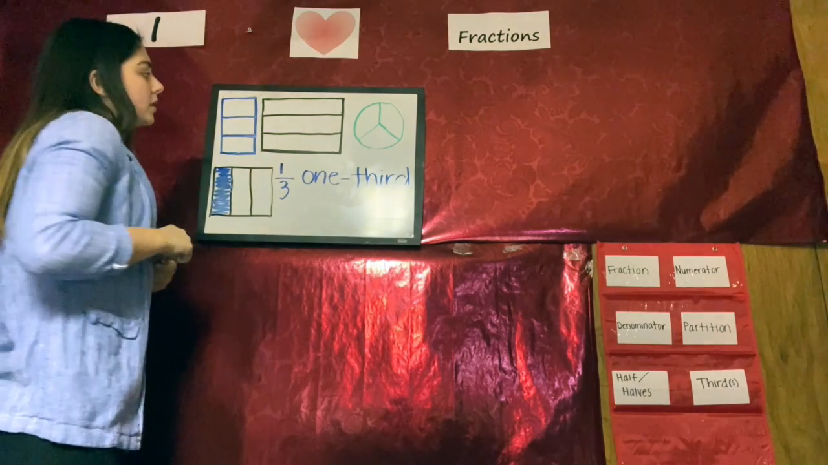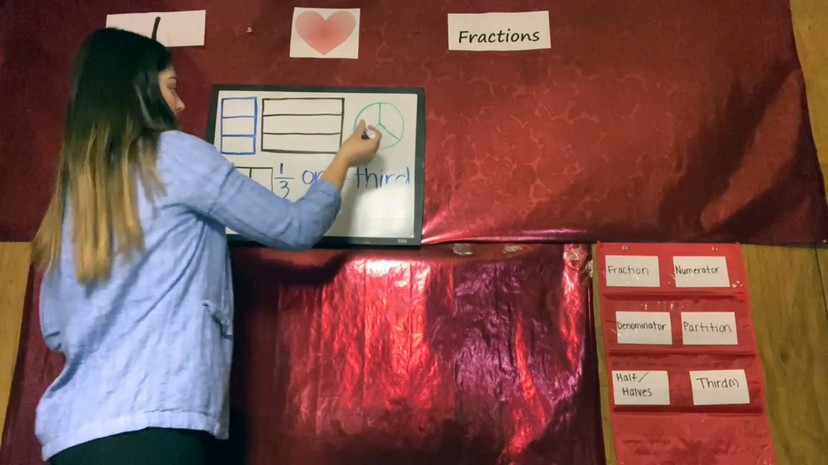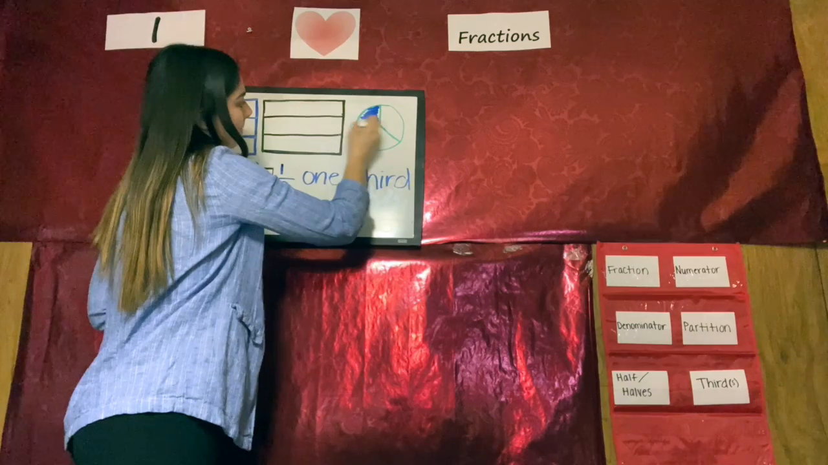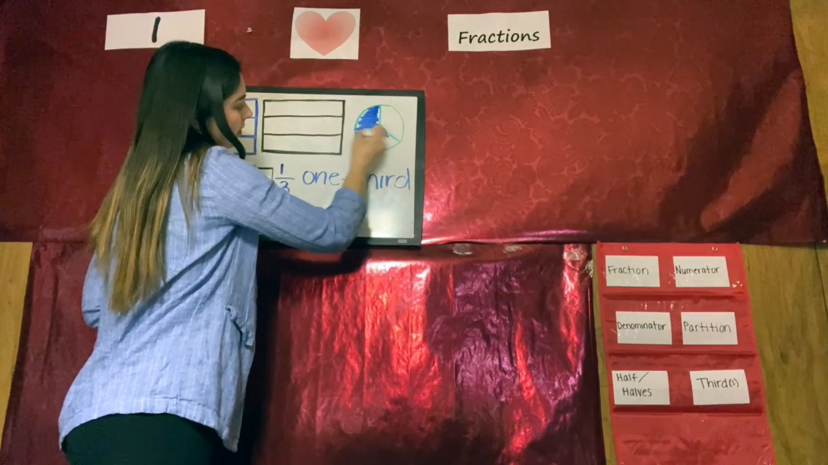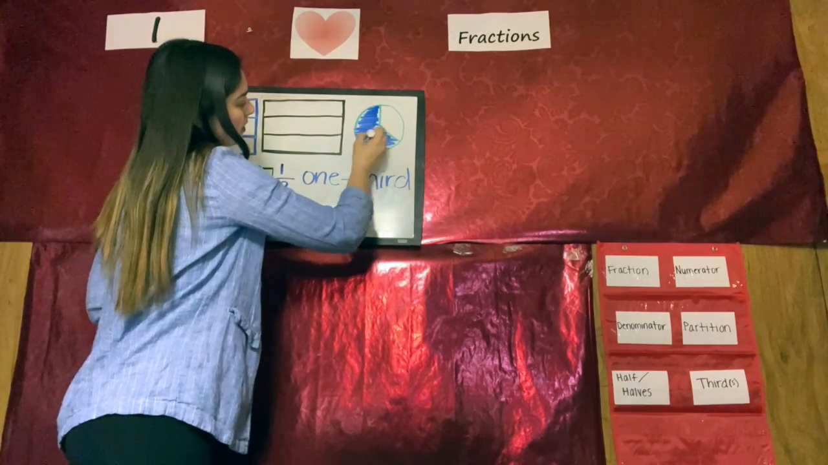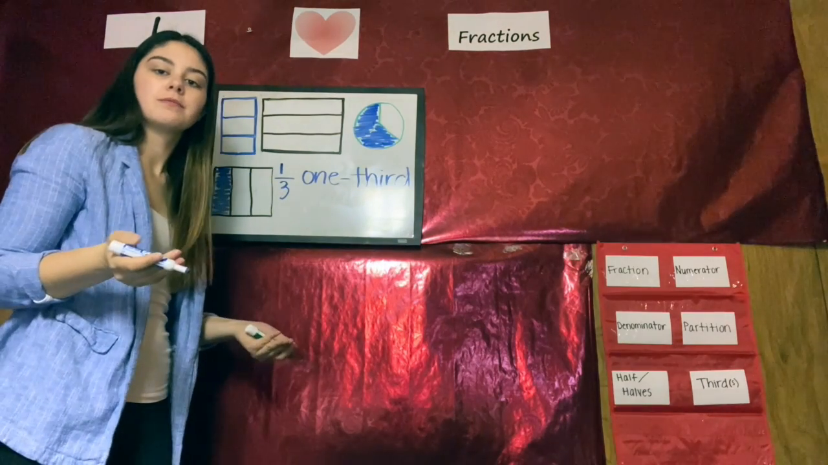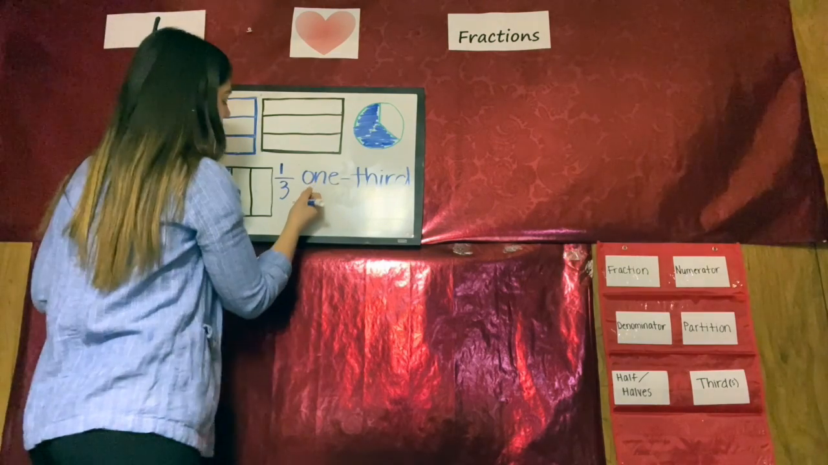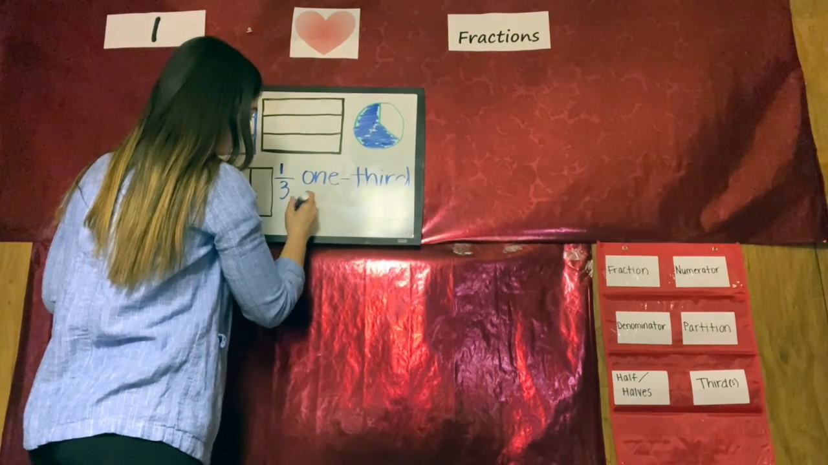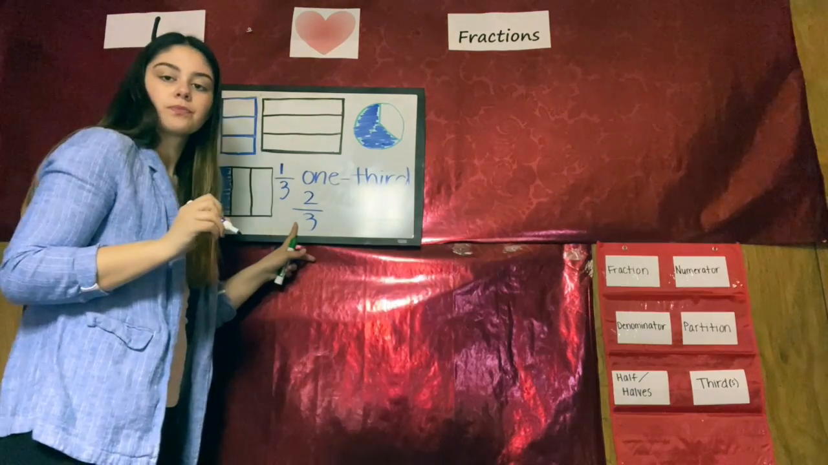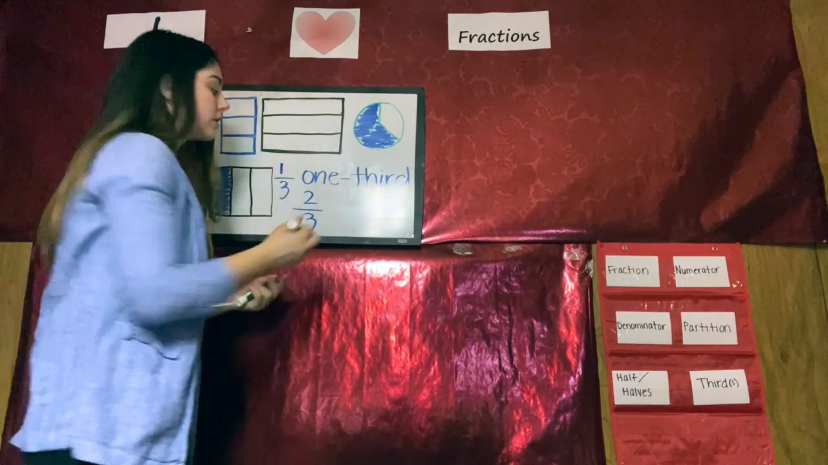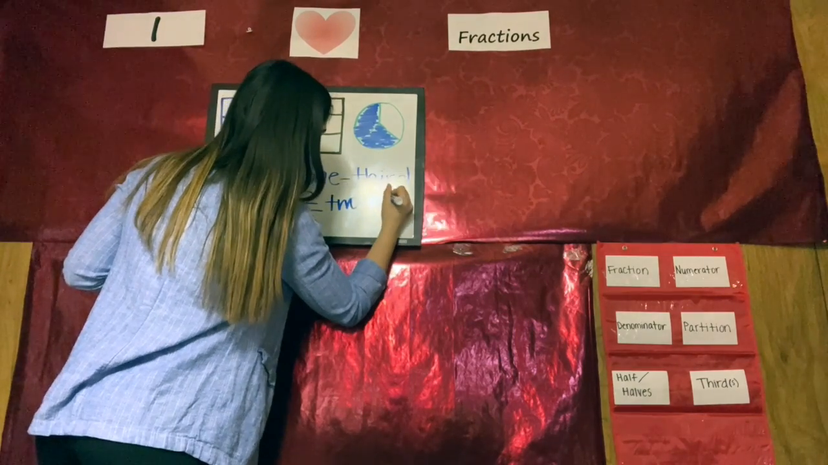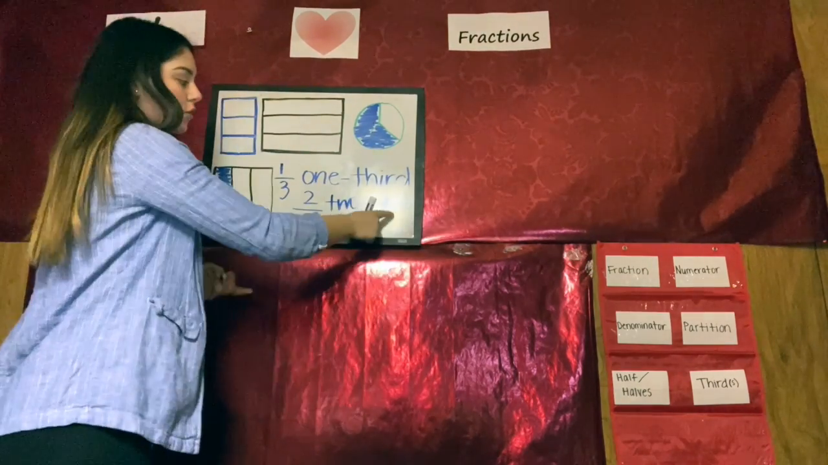If we were to look at this circle, again, we have 3 equal parts. If I were to shade this part and this part, now how many do we have shaded? 2. We have 2 equal parts shaded. So we would write that as 2/3. We would write it with words like this. 2/3.